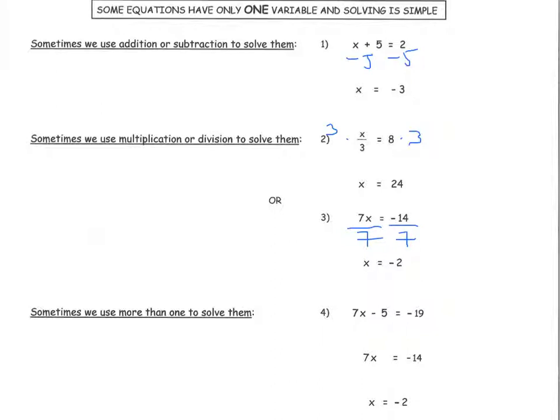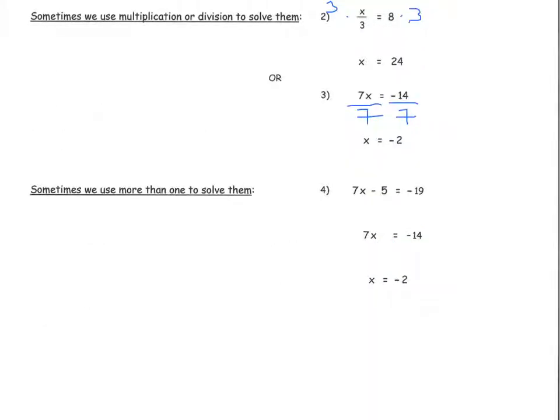Sometimes you use more than one method to solve, as in this example over here. First, we're going to add 5 to both sides, and that's going to give us x equals negative 14. Then, just the way we did before, we're going to divide by 7, and we end with x equals negative 2.